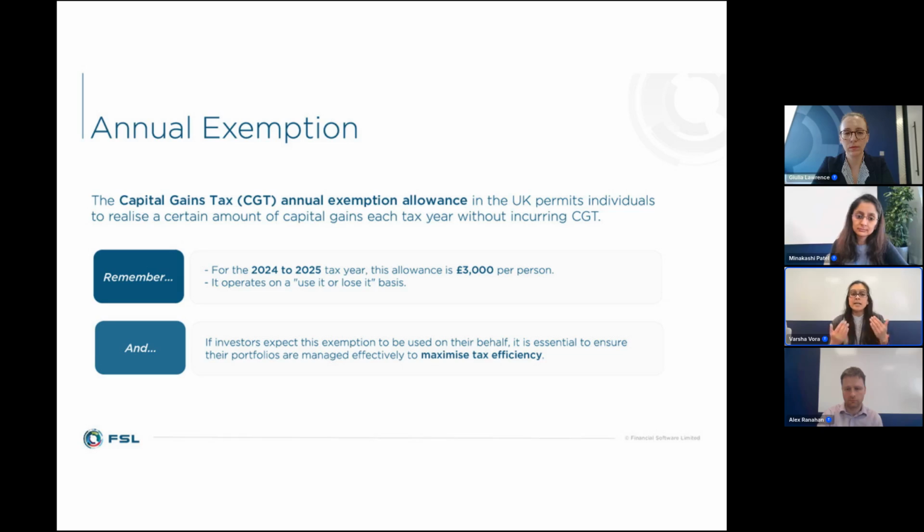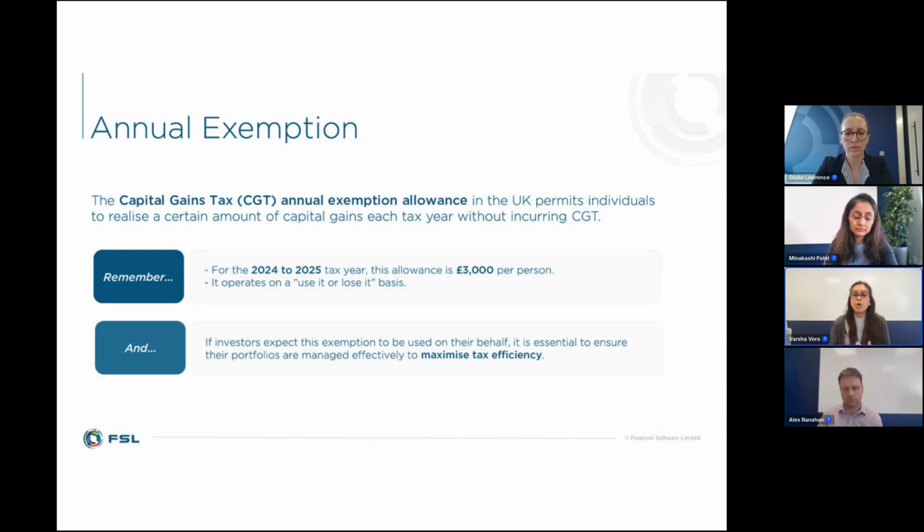Again, as the annual exemptions reduce, it becomes more and more important to make sure that any gains and any loss offsetting and all of that is done as accurately as possible, because you will have more clients and more investors needing to do reporting as the levels drop over the next year.